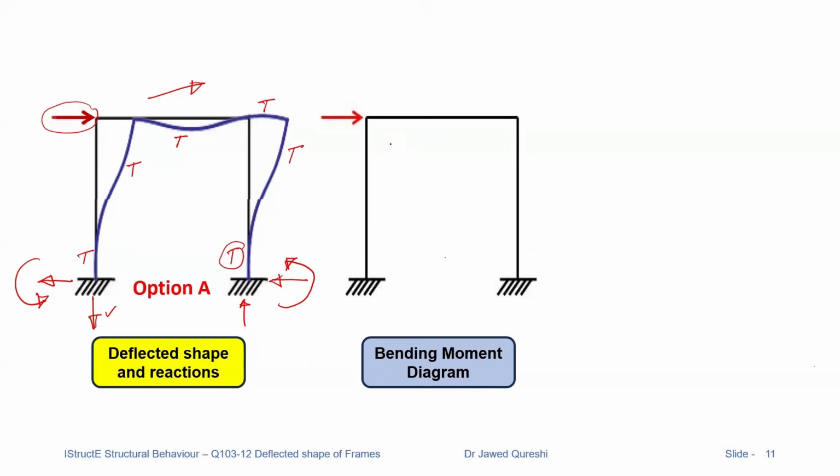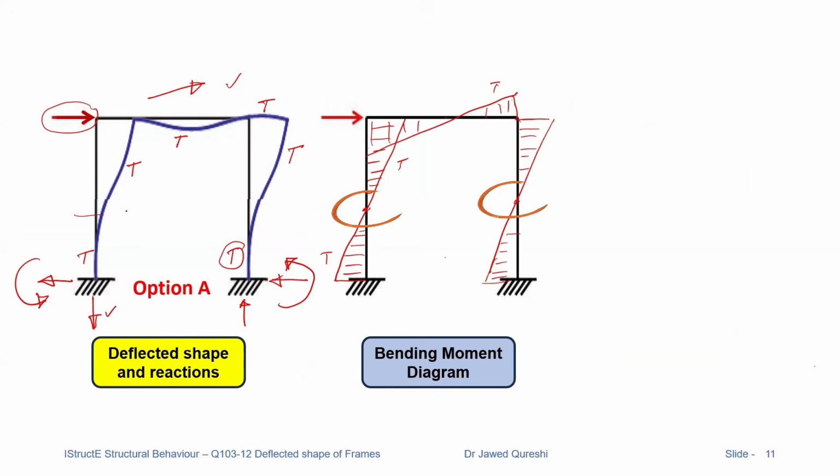Because we have double curvature, we will have moment like this, tension on this side, tension on this side. We have double curvature in beam as well. So when we have double curvature in beam, it will be drawn like this. And we have tension over here. Again, we have double curvature in column. So that will be drawn like this. And this point is point of contraflexion.